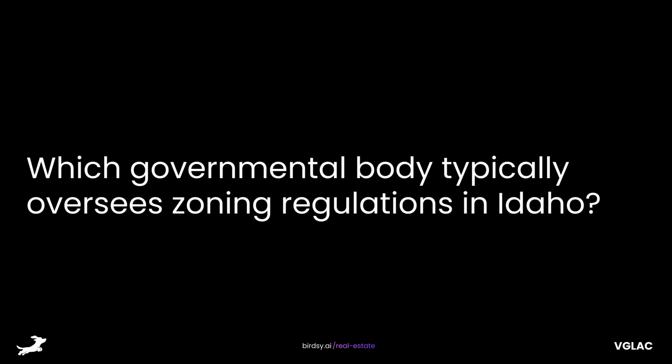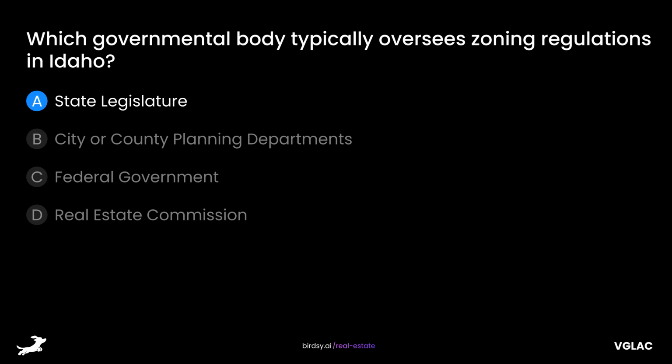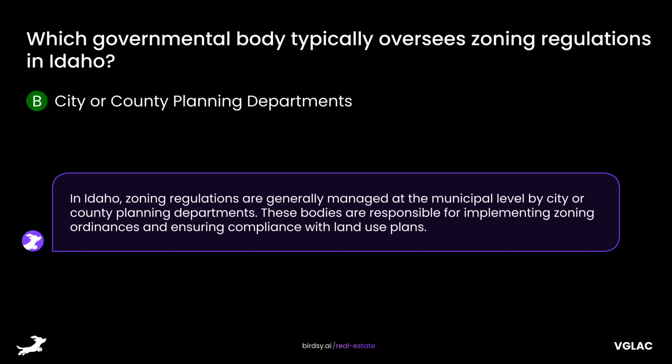Which governmental body typically oversees zoning regulations in Idaho? Is it A, state legislature, B, city or county planning departments, C, federal government, or D, real estate commission? The answer is B, city or county planning departments. In Idaho, zoning regulations are generally managed at the municipal level by city or county planning departments. These bodies are responsible for implementing zoning ordinances and ensuring compliance with land use plans.